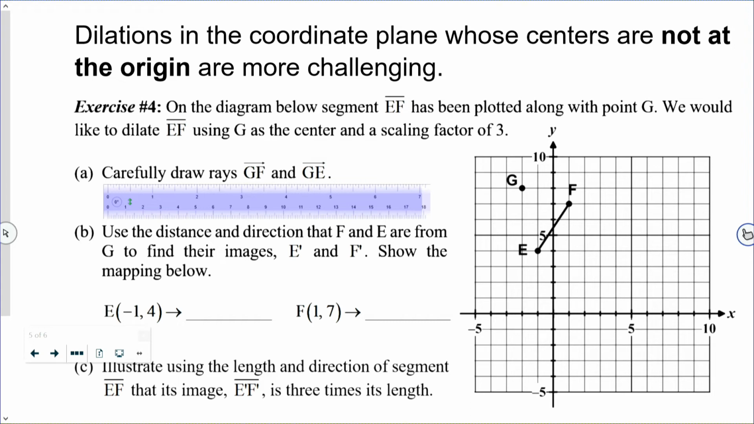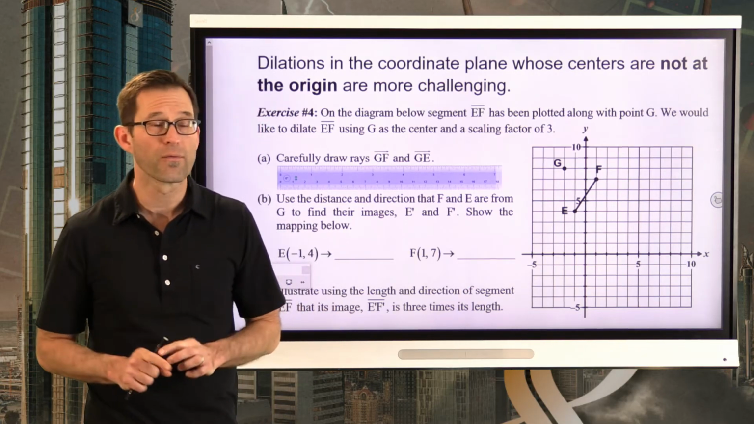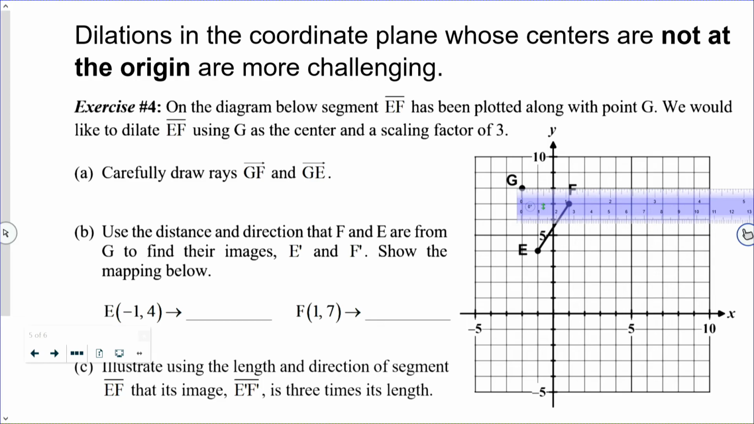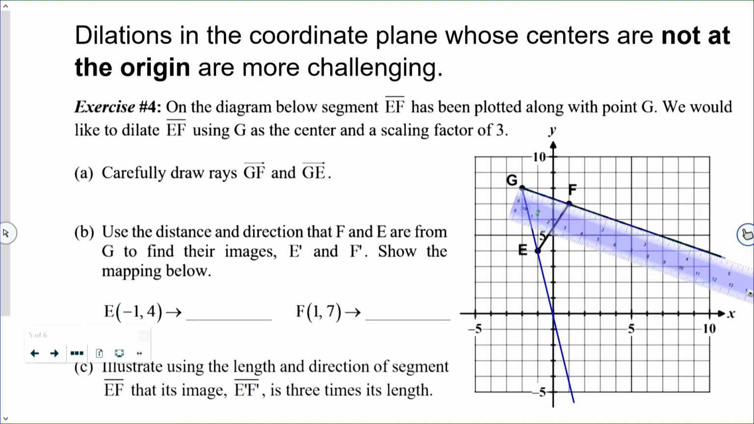Letter A asks us to carefully draw rays GF and GE. Okay, so let's all do this together. Now again, I want to do this as carefully as possible because these image points are going to end up lying on these 2 rays, and so if my rays themselves are a little bit messy, it's going to be pretty hard to get everything else right. All right, so I'm going to do my best here to draw ray GE. All right, and now we will try to get a good ray GF in. All right, and then we will get our ruler out of here for right now.